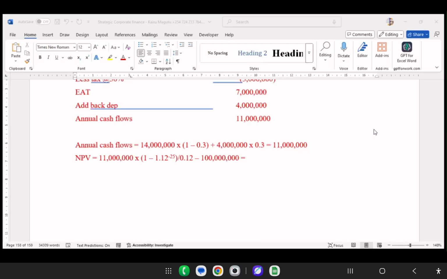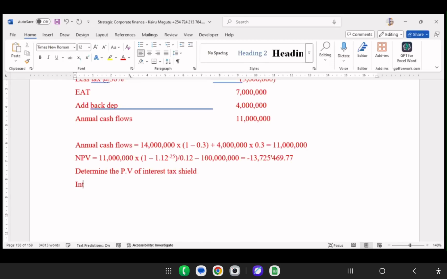Okay, so I see mostly the NPV is negative. That's what a majority is giving. The majority giving negative 13. I will put negative 13. That's the NPV. Then determine the present value of interest tax shield.